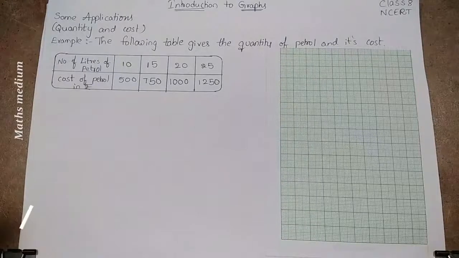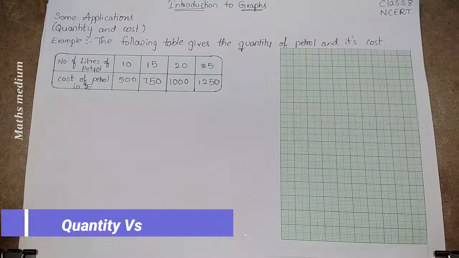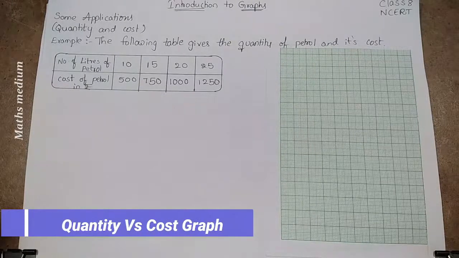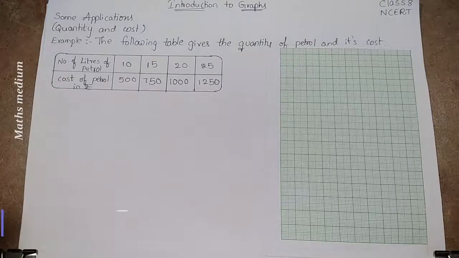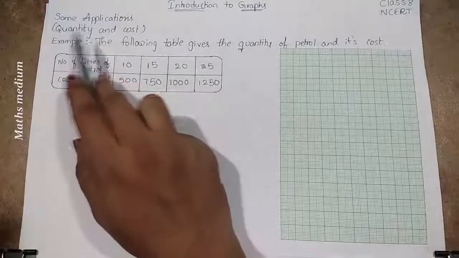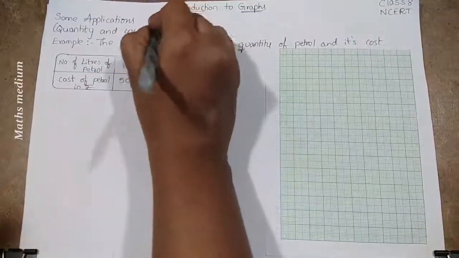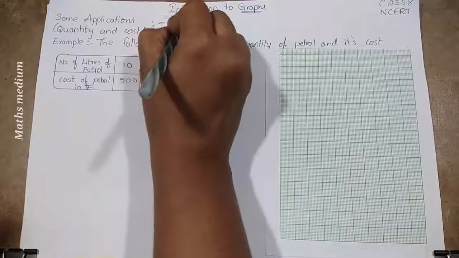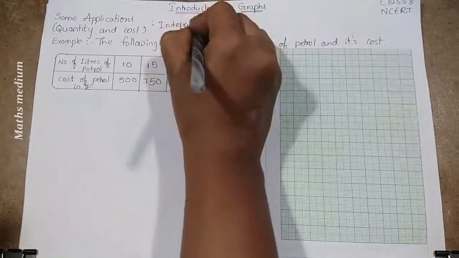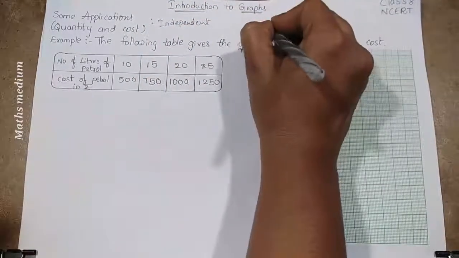Hi, hello, welcome to Maths Medium. Today I came with another topic, that is some applications about Introduction to Graph from 8th class NCERT. Here it is about quantity and cost. So in some applications, we have two variables. One is independent and the other is dependent.